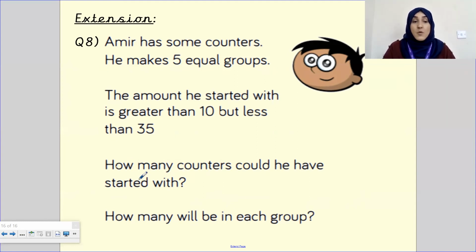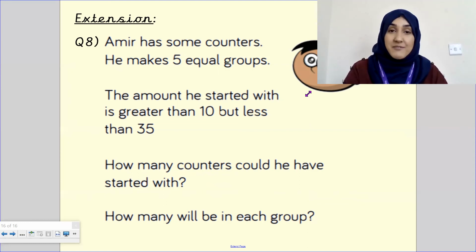Okay, Maris class, once you have completed this question, I would like you to upload your work onto Tapestry so I can see it, mark it, give you feedback, so it can inform me for my planning.